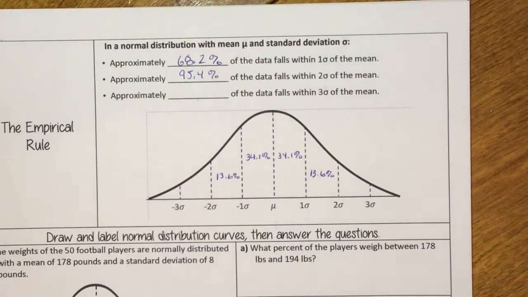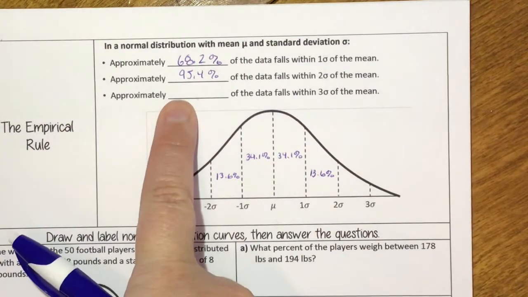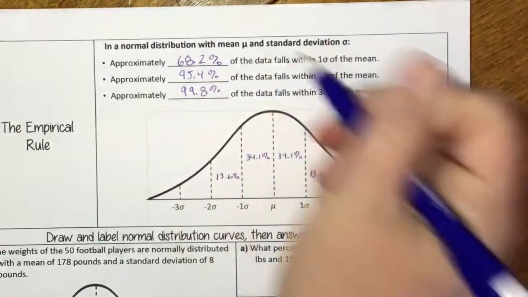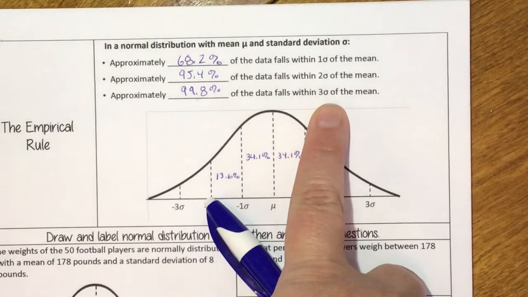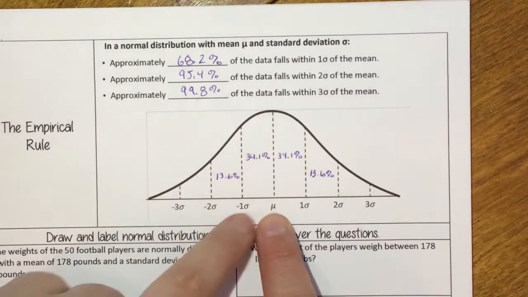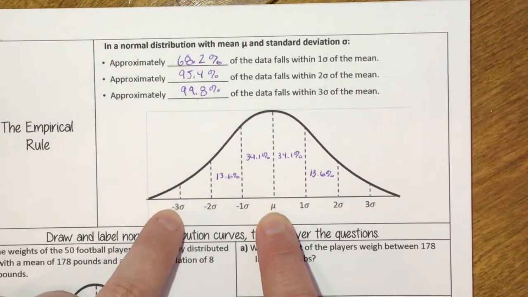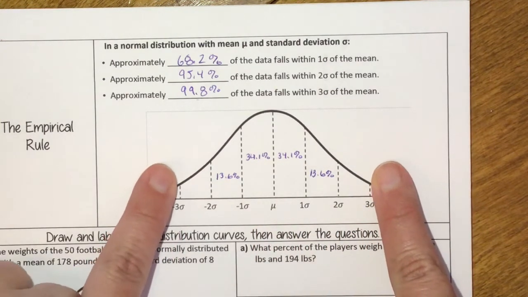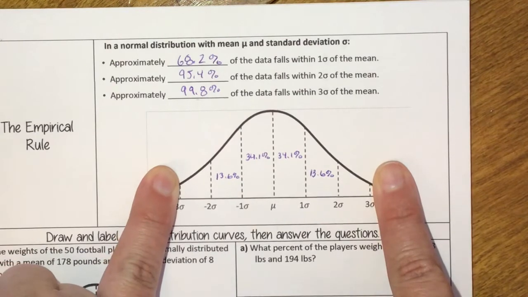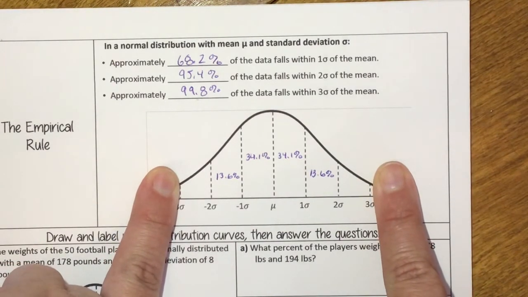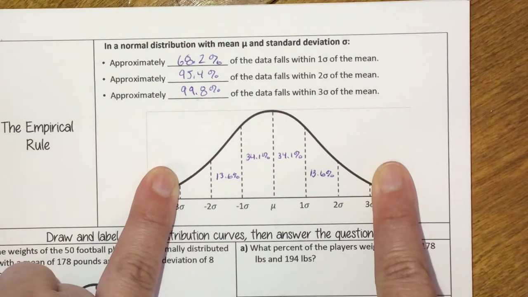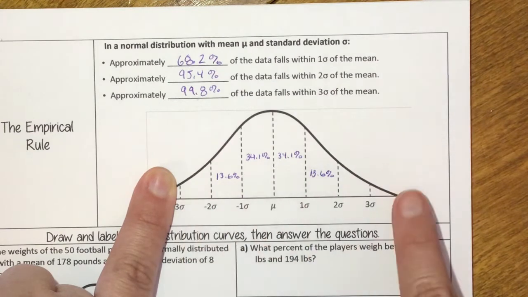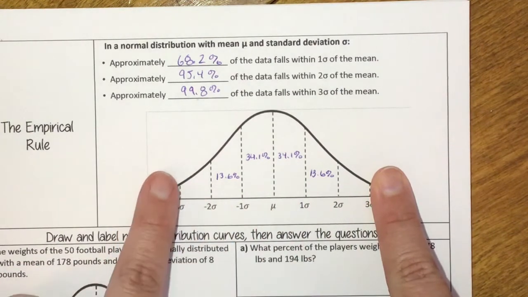All right, and then approximately 99.8% of all the data falls within 3 standard deviations of the mean. So from mu down to -3 standard deviations, and then from mu up to +3 standard deviations. So 99.8% of all the data falls in there. So again, let's figure out exactly how much lies between -3 and -2 sigma, and how much lies between 2 standard deviations and 3 standard deviations.